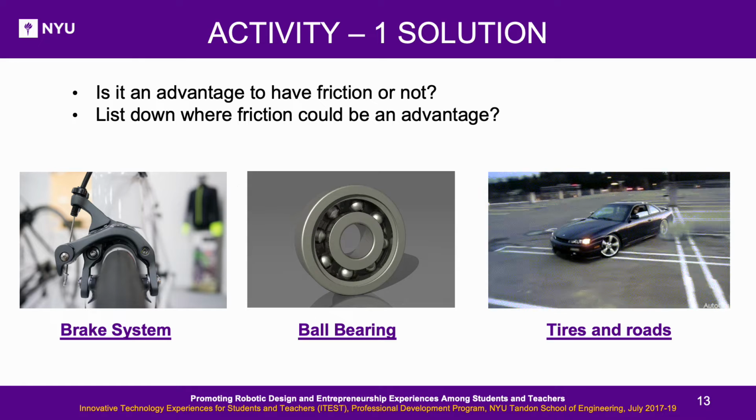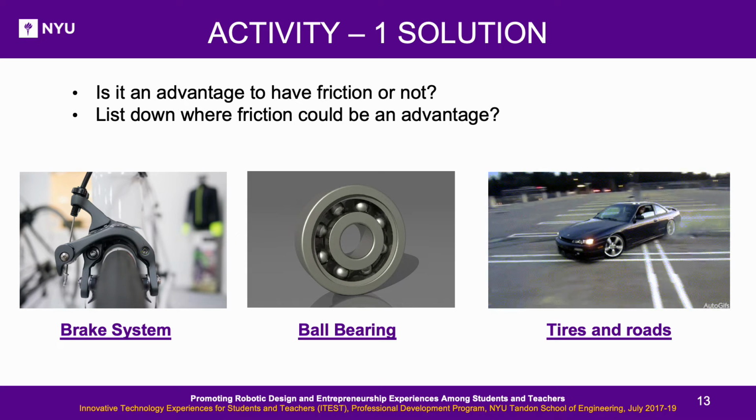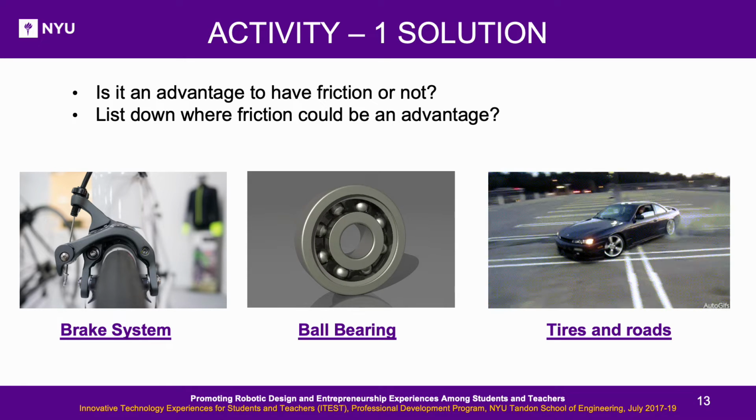Activity 1 Solution. Advantages depend on the situation. Here, friction helps in the braking system of the vehicle. In a ball bearing, the friction should be 0 to perform its action of rotation. Friction between tires and the road helps in the motion of the vehicle.